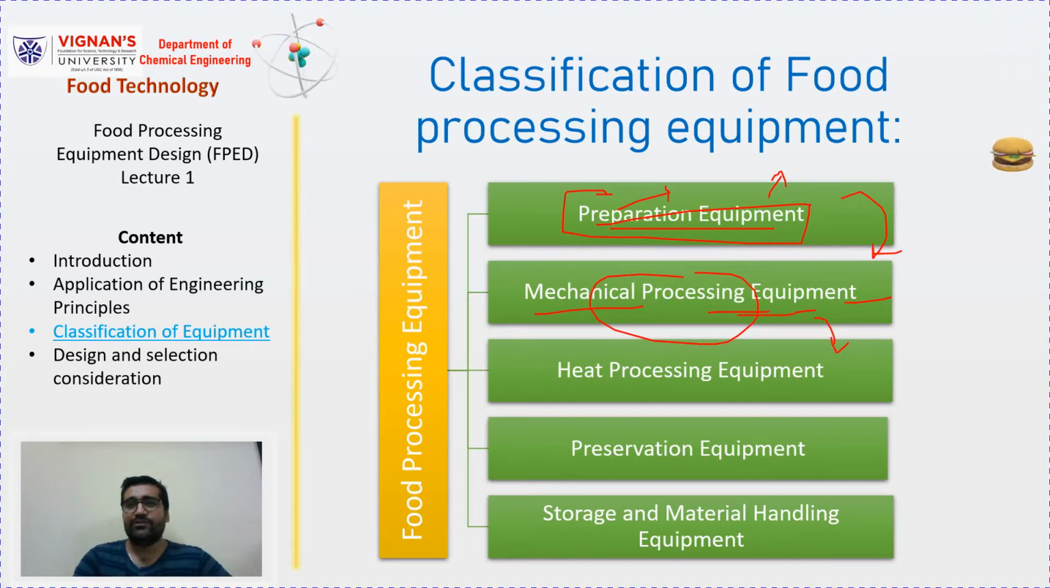Then comes the heat processing equipments, in which heat is involved. For example, if you are going to sterilize something, then we have to increase the heat. If you are making ice creams, we have to freeze it. So equipment in which temperature is involved is heat processing equipment.